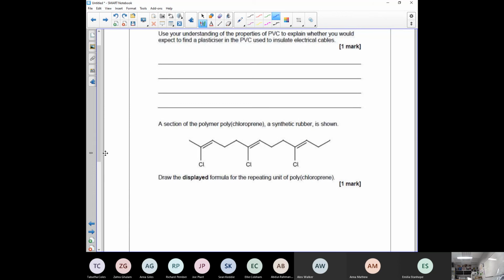So use your understanding of properties: would you expect to find a plasticizer in PVC? So would I? Yes. Why would I? Because plasticizers make PVC more flexible.